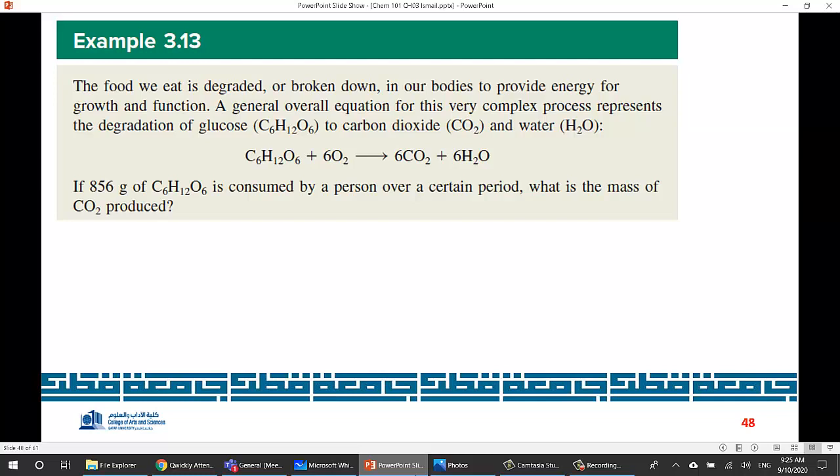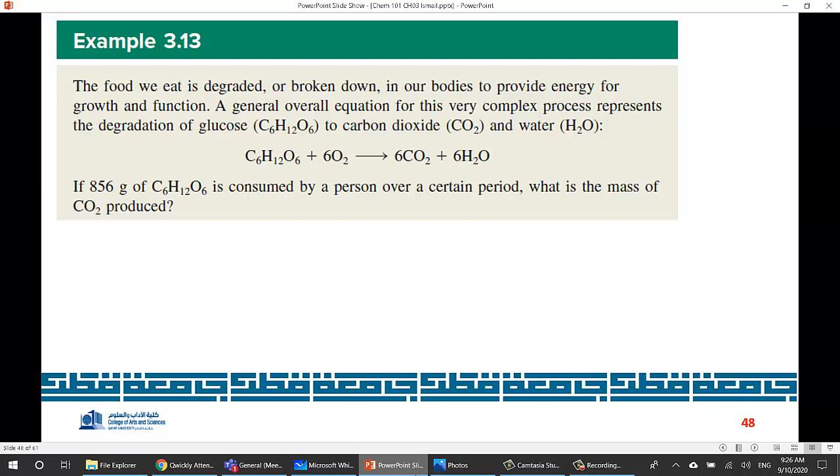Okay, deal? This question says the food we eat is degraded or broken down in our bodies to provide energy for growth and function. Of course, this story does not interest us. A general overall equation for this very complex process represents the degradation of glucose to carbon dioxide and water. So this is what your body does all the time. It burns the glucose. You eat food, and you burn it to make energy.